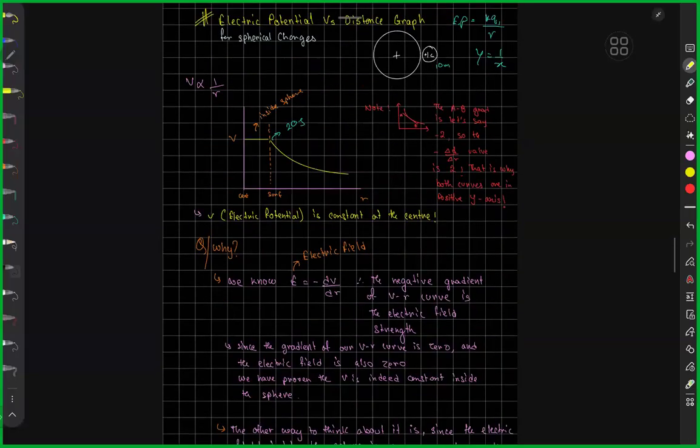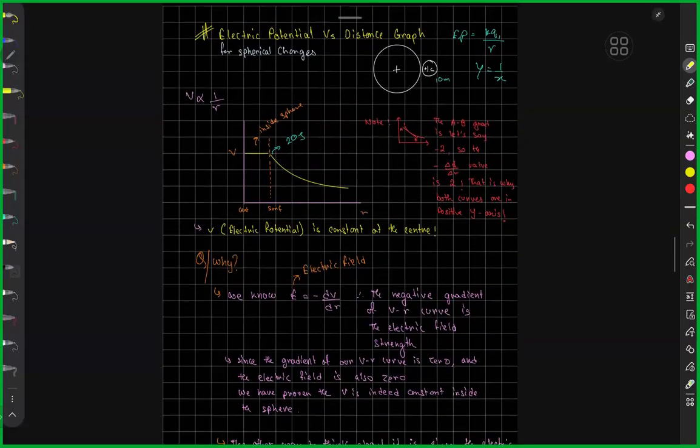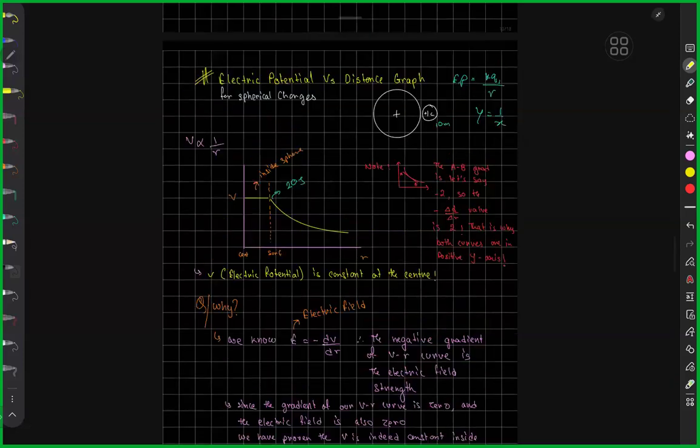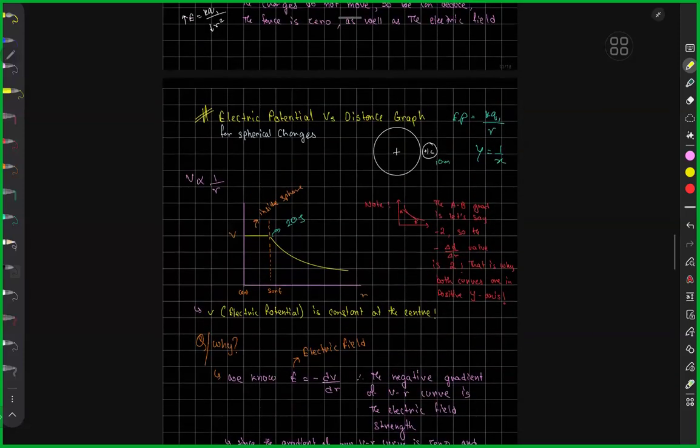Till now, we understand the potential curve of an individual positive charge and the electric field strength curve of an individual positive charge or positively charged sphere.